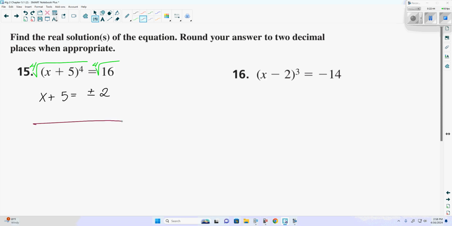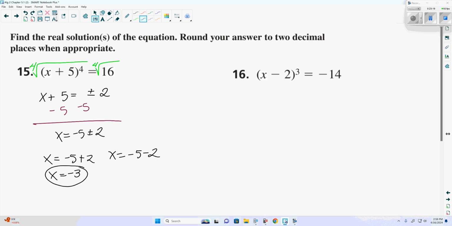We would? Minus 5. Minus 5. Telling us x is equal to -5 plus or minus 2. Well, this time we don't have a radical, yes? Can I add these two together? -5 plus 2. No, because you don't know which one. You can do it twice. Because this is really saying what? -5 plus 2, and we have -5 minus 2. Because -5 plus 2 is -3. And -5 minus 2 is -7.